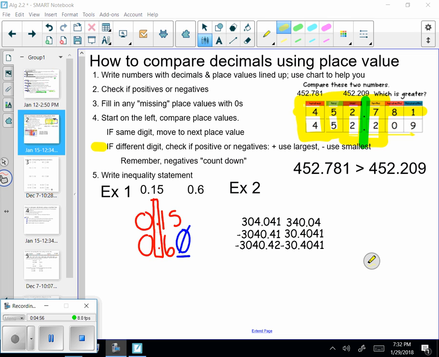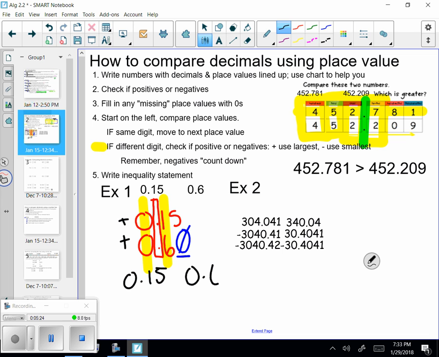Starting on the left, we have 0s. They're both 0. Same digit, same place value, move right. 1, 6. Different digits, same place value. Check. Both are positive. So, biggest number, biggest digit. That means 0.15 and 0.6. The 6 in the tenths place was bigger.